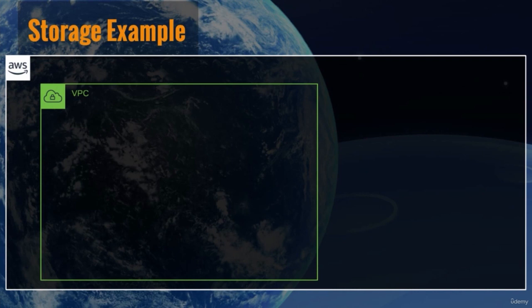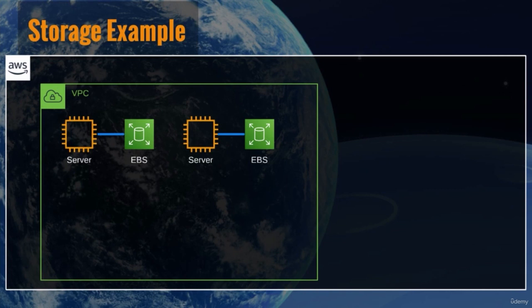Now let's just say we launch 2 servers in our VPC. Now we want these servers to have access to data and somewhere to store that data. And so in a normal environment, you would just add a hard drive to that server. So in the same way, we can attach an Amazon Elastic Block Storage device to our servers. So that's great. We've now got high-speed access to our data.